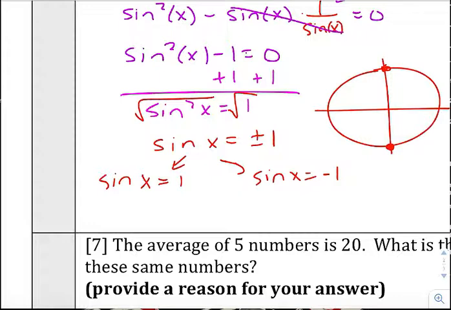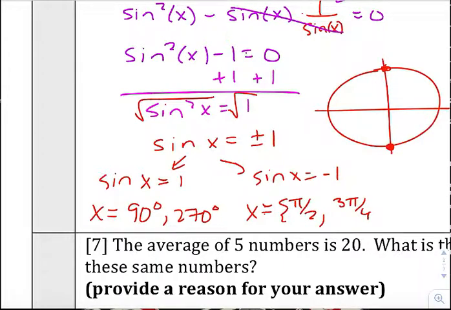And so our answer sets should be, when it's 1, it's going to be 90 degrees. When it's negative 1, it's going to be 270 degrees. Or if we want to express it in radians, 90 degrees, same thing as pi over 2, and 270 degrees, same thing as 3 pi over 2.